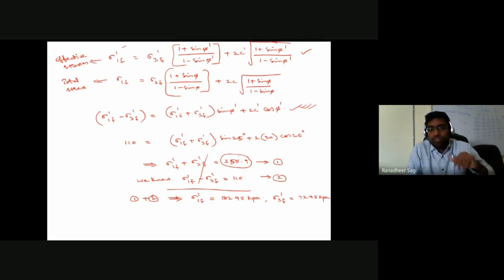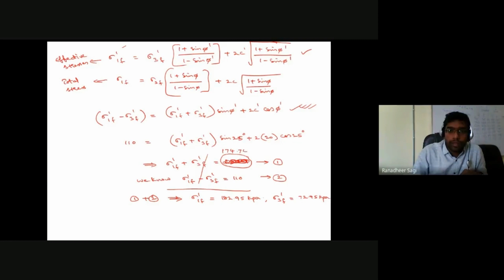Is it 255.9? Please do cross-check. 174. Right. Then upon simplifying, 42.36 kilopascals is sigma 1 dash at failure, and automatically sigma 3 dash at failure is going to be 32.36 kilopascals.